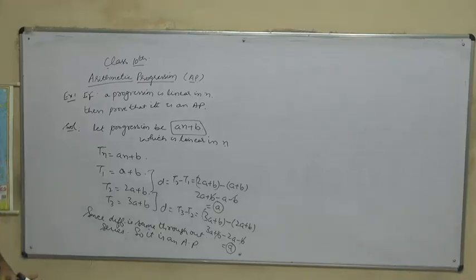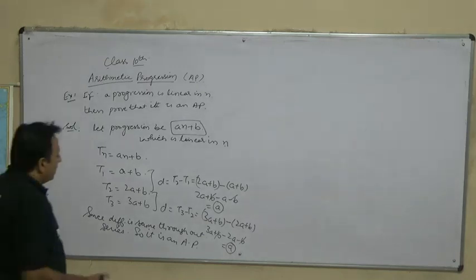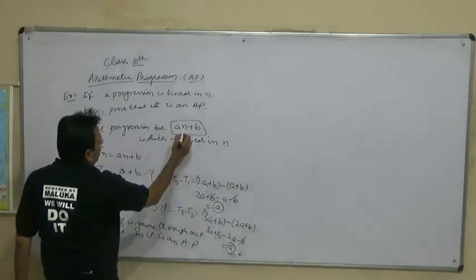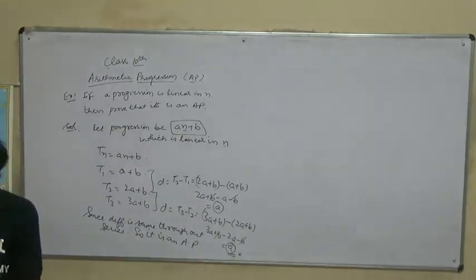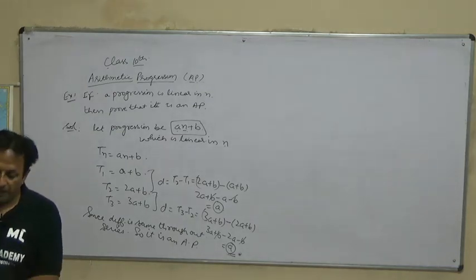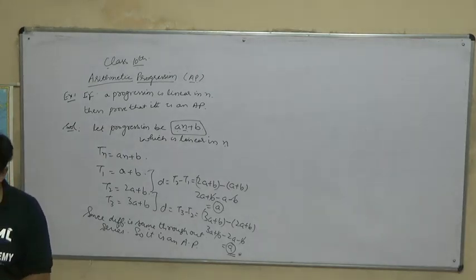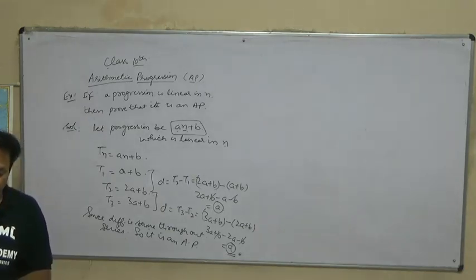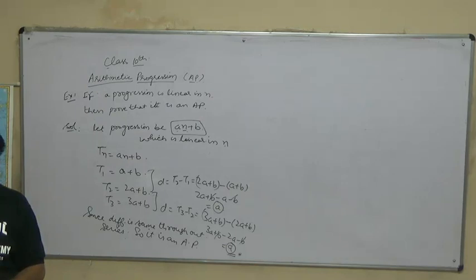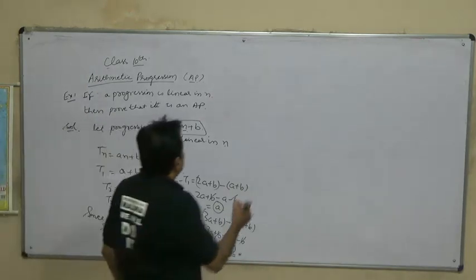As we know, the difference is the same throughout, and the difference is a, and we can check that the coefficient of n is also a. This we have also learned, that the coefficient of n is the common difference of the AP. So this clears that this is an example of AP. Then second, what we have to do is write the first three terms of the sequence given by.